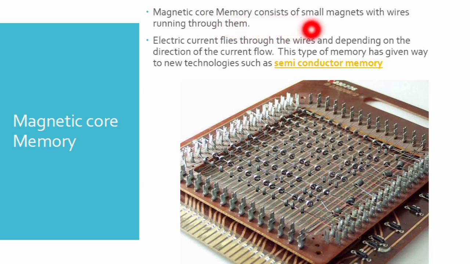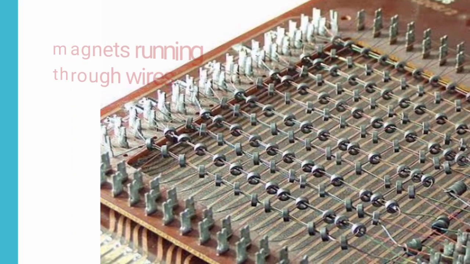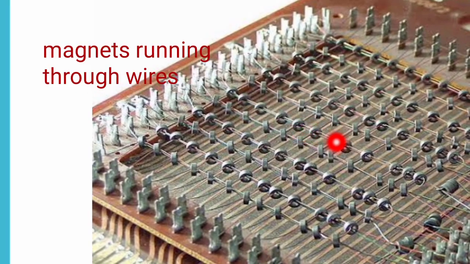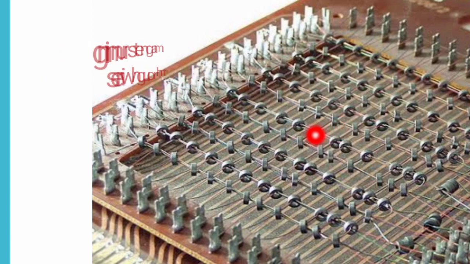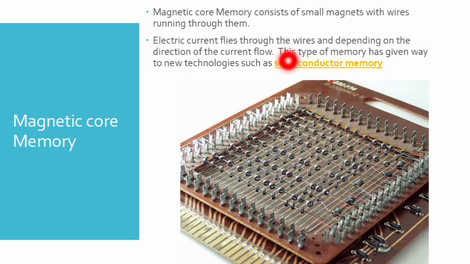Magnetic core memory consists of small magnets with wires running through them. You can see here in the image small magnets. These are the small magnets which are running through wires. This is the wire, and these small pieces which you are seeing, these are the magnets. So this is an image of a magnetic core memory, and semiconductor memory is based on magnetic core memory only, but it is more beneficial than magnetic core memory.